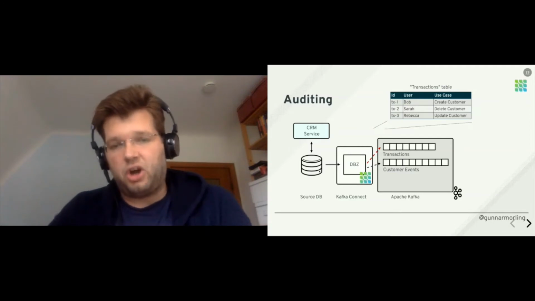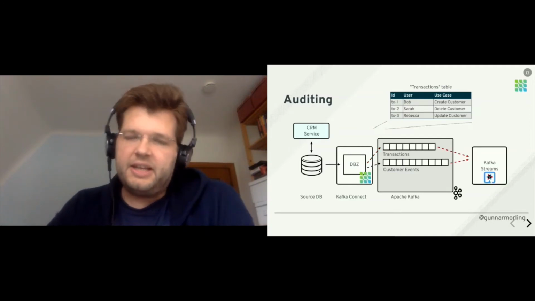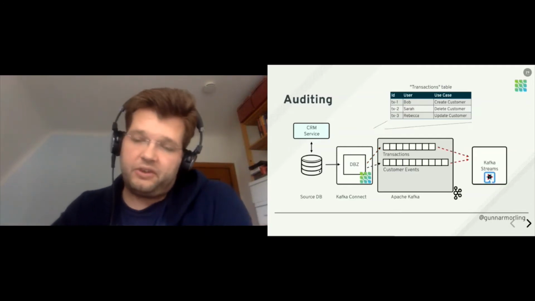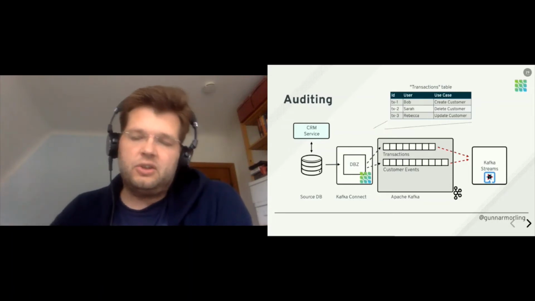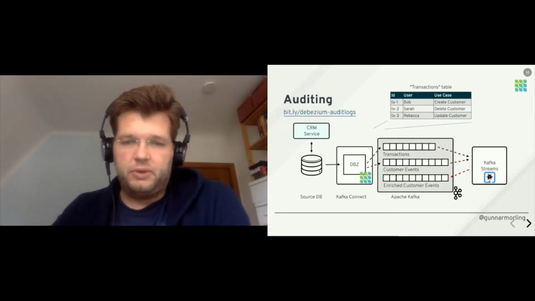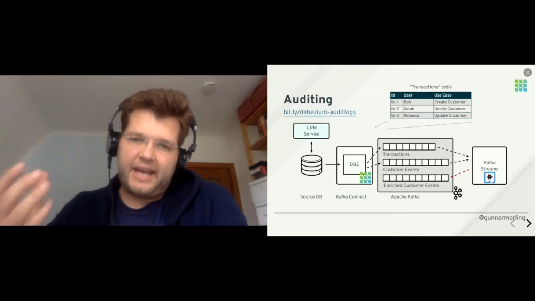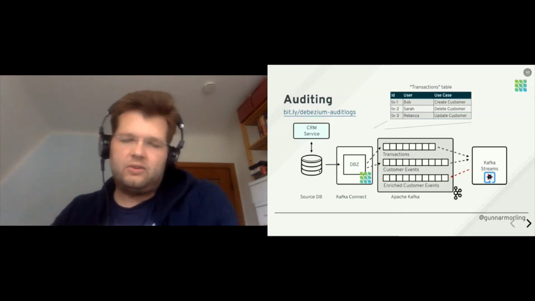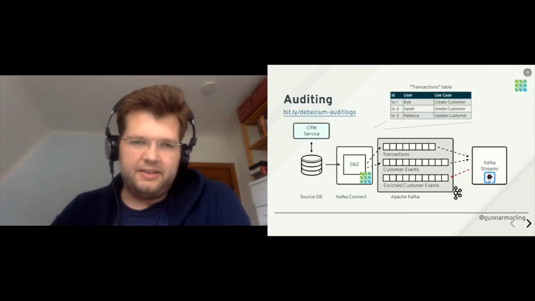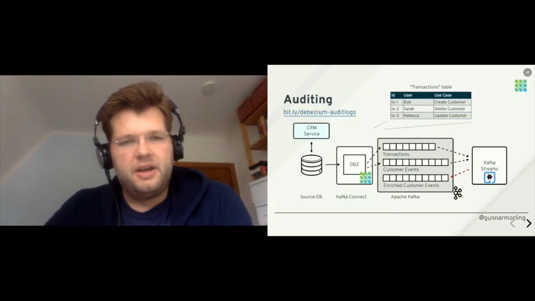So you would have another topic with the transaction metadata. And then you could use stream processing with Kafka Streams and correlate those events and write them back to an enriched topic, which contains the actual change event data with this transactional scoped metadata. And I have a link here on our blog where we describe this in depth, how you do it.